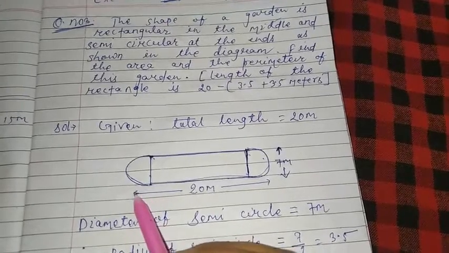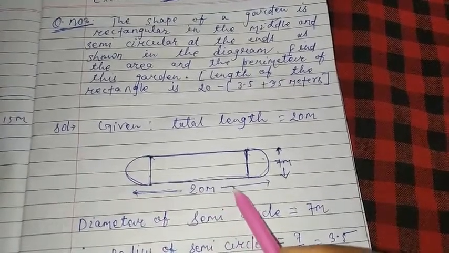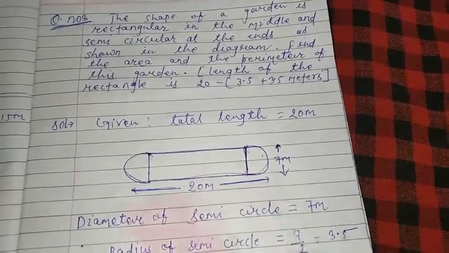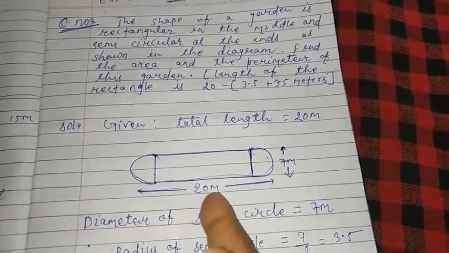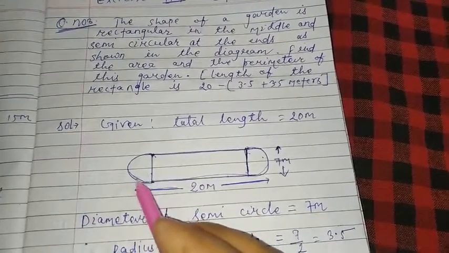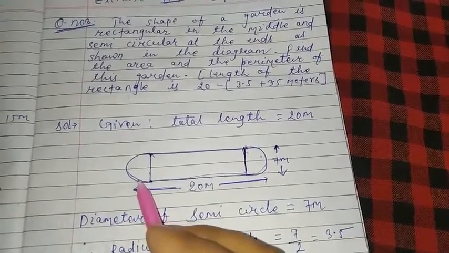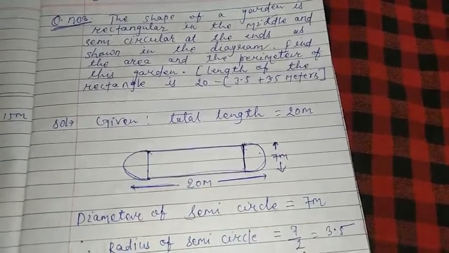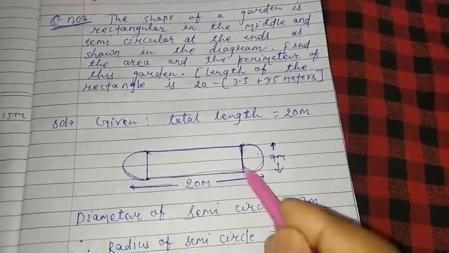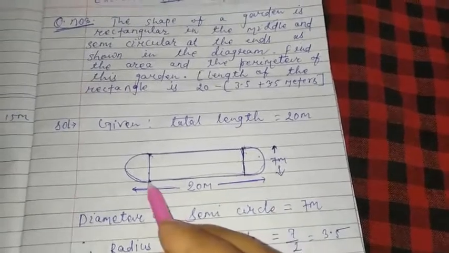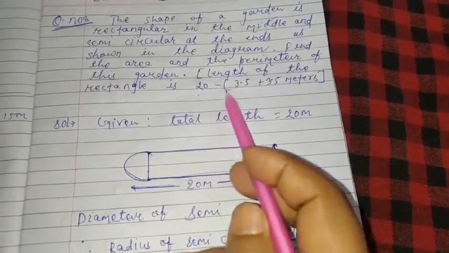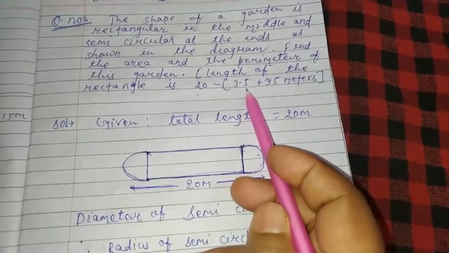and this part is given from here, 20 meter. As you can see here, this is 20 meter, and this 20 meter is the total length of the figure including the semicircular parts. So when we find out the length of the rectangle only, this is given as 20 minus 3.5 plus 3.5.